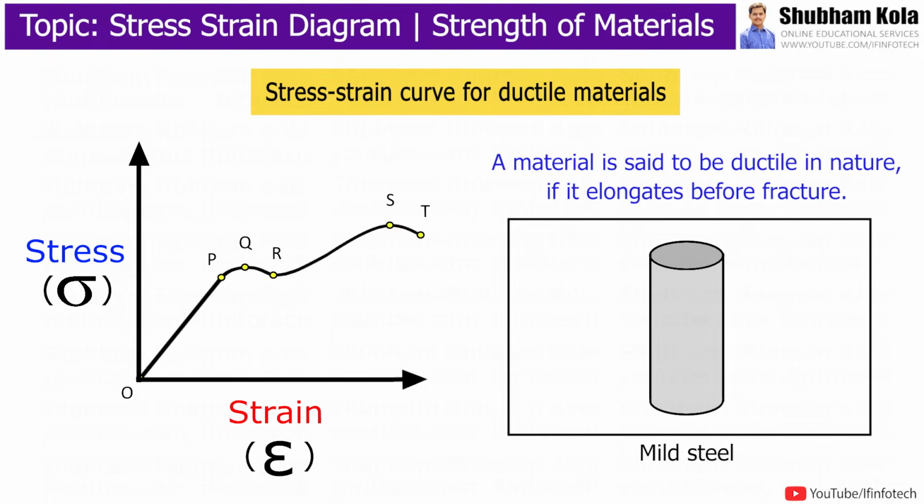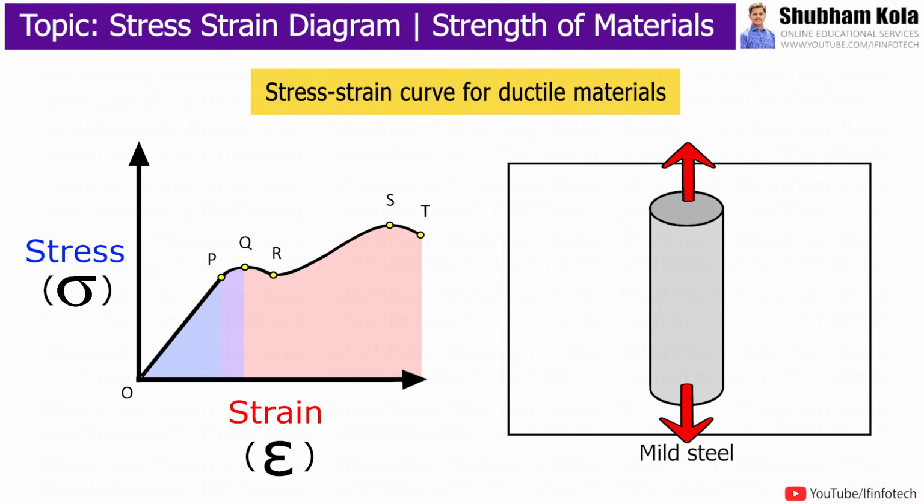The shape of stress-strain diagram for mild steel is shown in figure, where mild steel is a specimen which is pulled until it breaks. The extension of mild steel bar is measured at every load increment. The stresses are calculated based on original cross-section area of mild steel bar, and strain is calculated by dividing extension by gauge length.